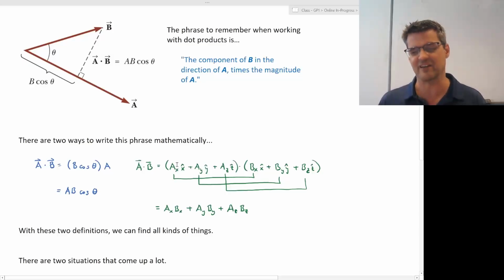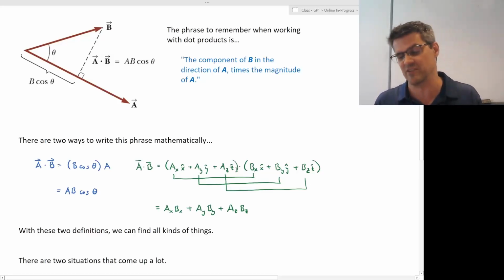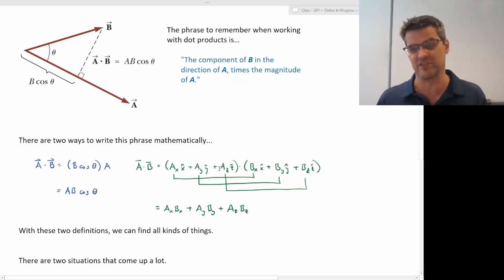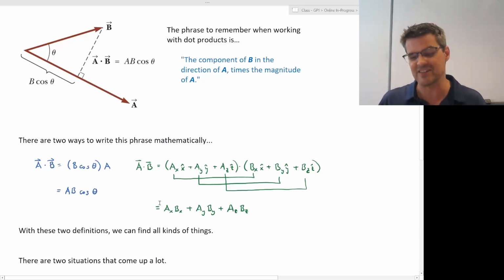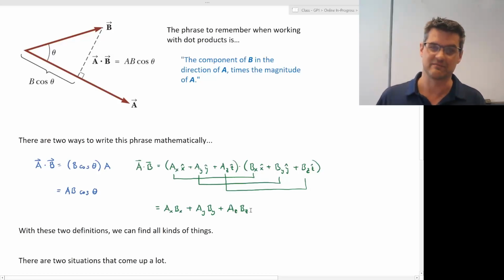If I was to take a component of A in the direction of B times that magnitude of B, I can work with it purely in the X direction. I can work purely in the Y. I can work purely in the Z. And sometimes these things could be 0. One of these or multiple, it could be 0 here in A's or here in B's, whatever. But essentially what we're told is that this is going to be AX BX plus AY BY plus AZ BZ.